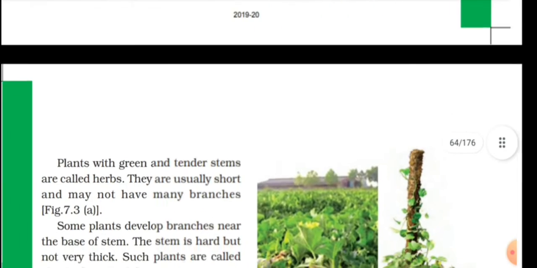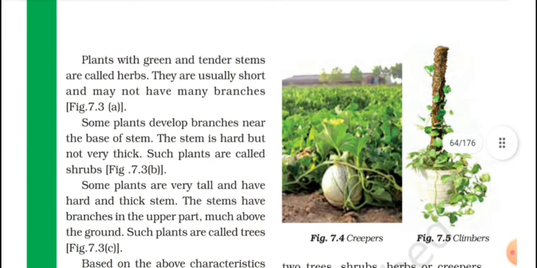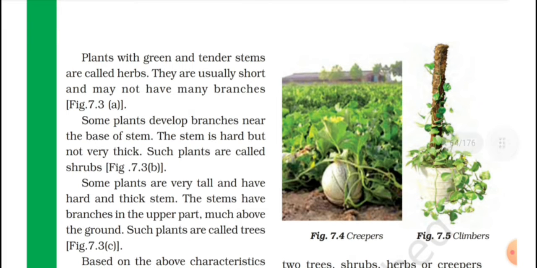So we will go moving on. Plants with green and tender stems are called herbs. They are usually short and may not have many branches. तो herb में ज़्यादा branch नहीं होते हैं. Some plants develop branches near the base of the stem. The stem is hard but not very thick. तो stem जो है वो hard तो है but बहुत मोटा नहीं है. Such plants are called shrubs. मतलब इसका timber you can't use for furniture and all.